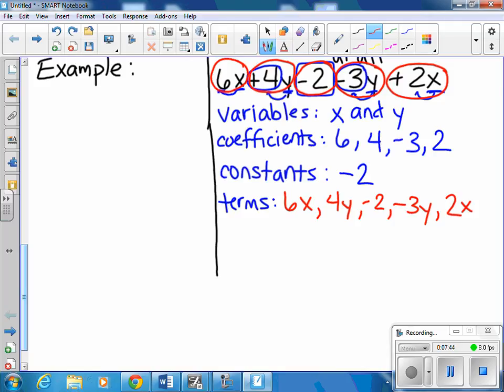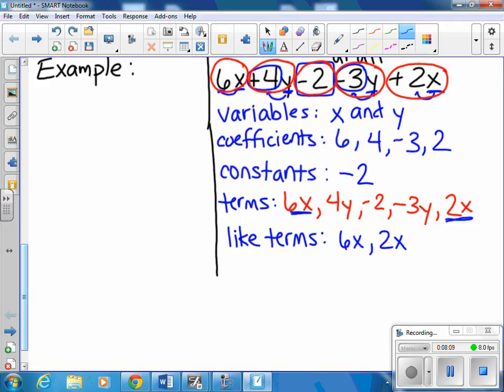All right, and then the last vocabulary word that we were dealing with are the ones that are called like terms. Remember, these are the ones that are like each other for whatever reason. So if you look in our previous list of terms, the ones that are like each other are going to be the ones that have the same variables. So we have the 6x and the 2x. Nobody else has an x. So in terms of like terms, 6x and 2x are a group.